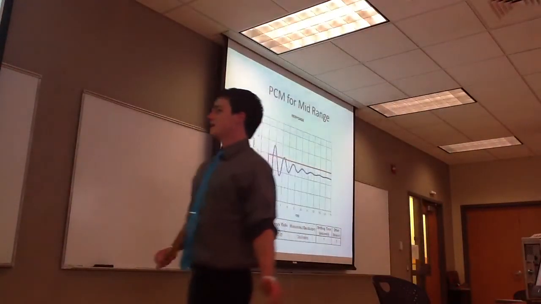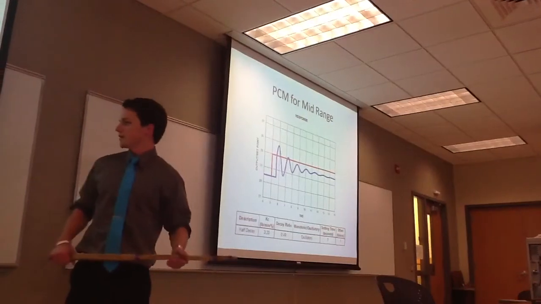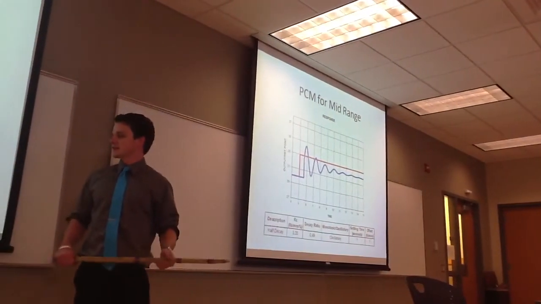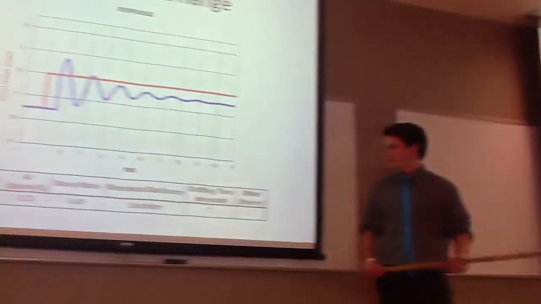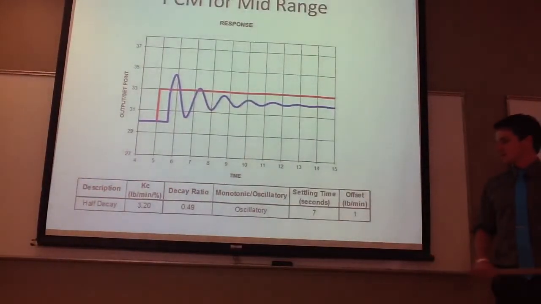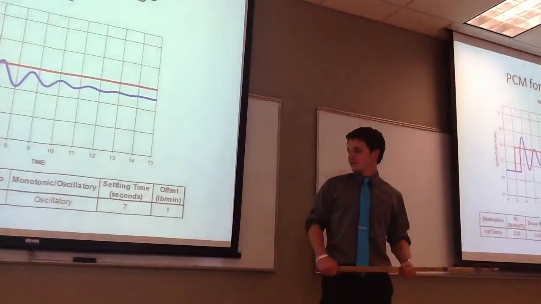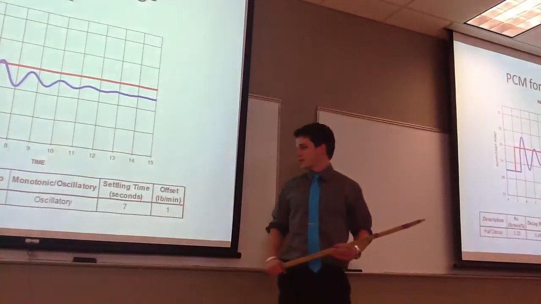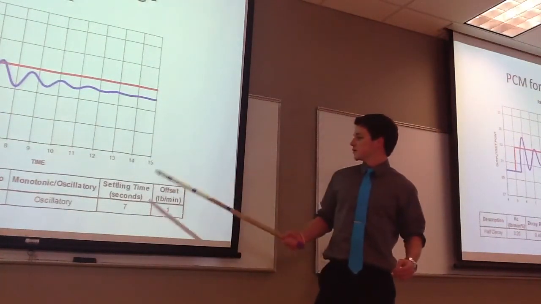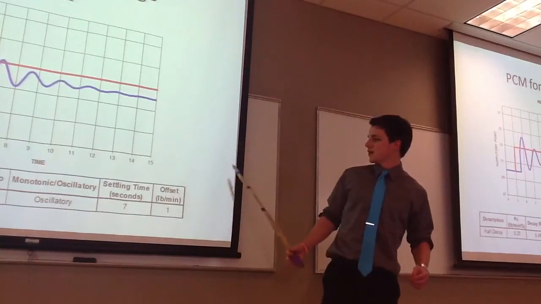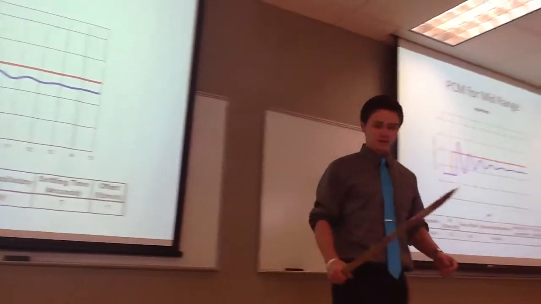This is for half decay, and this was found by doing 10 different experiments, and by trial and error we found the decay ratios for half decay, quarter decay, 1/10 and 1/500. And these are just examples along with their settling time and offset for each of the ones that we found.